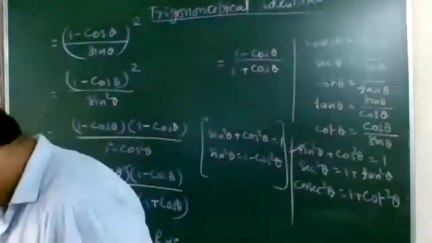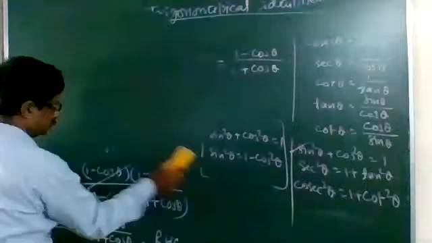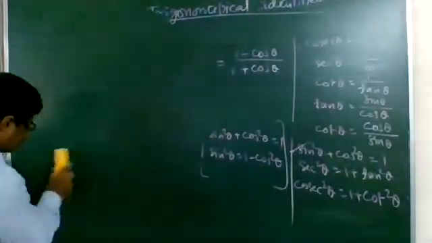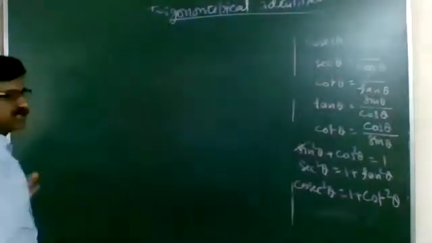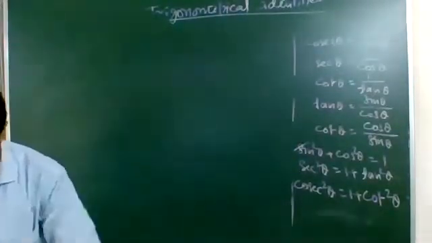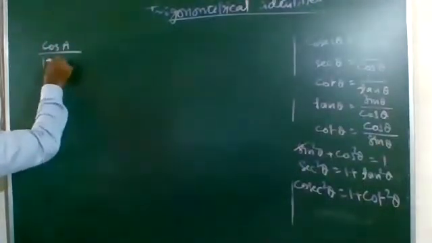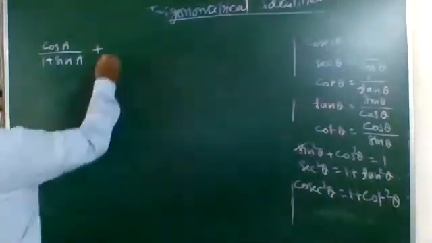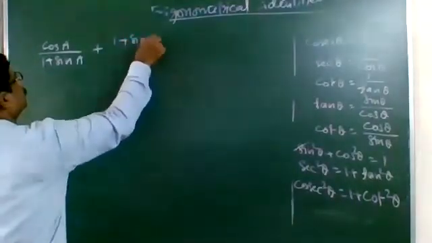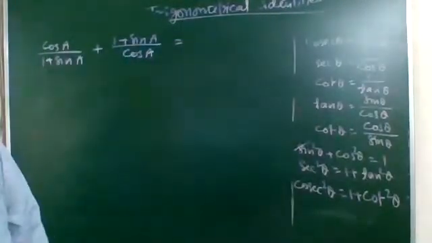Now we'll take one more question. Second question I'm taking. All the questions, try yourself. If you practice on your own, only then will you get some idea. Next is cos A upon 1 plus sin A, plus 1 plus sin A upon cos A, equal to 2 sec A.